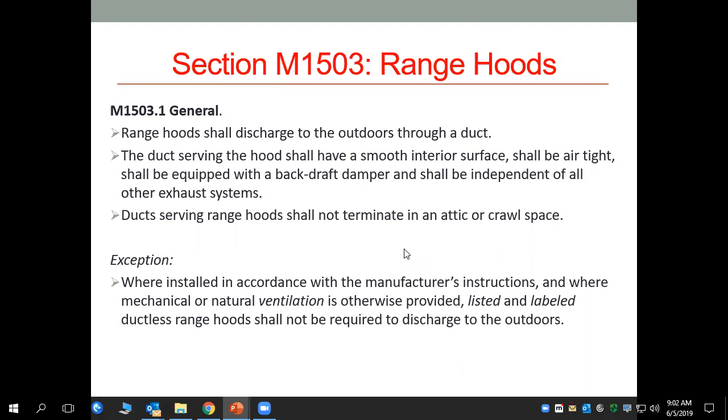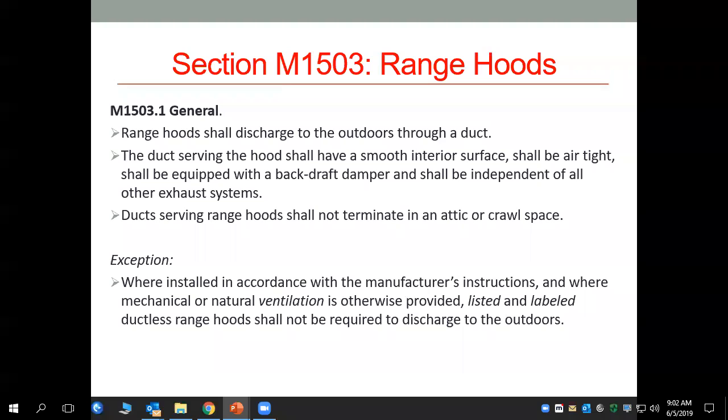We have trapped moisture, we have trapped pollutants, and we need to effectively get those out of the house through a ducted hood, vent-a-hood, microwave. I don't like that application. I don't think they work very well, but something is better than nothing. But the code reads that duct serving the hood shall have a smooth interior surface, and we'll see one here in a minute that doesn't have that, but I'll give the reason why.